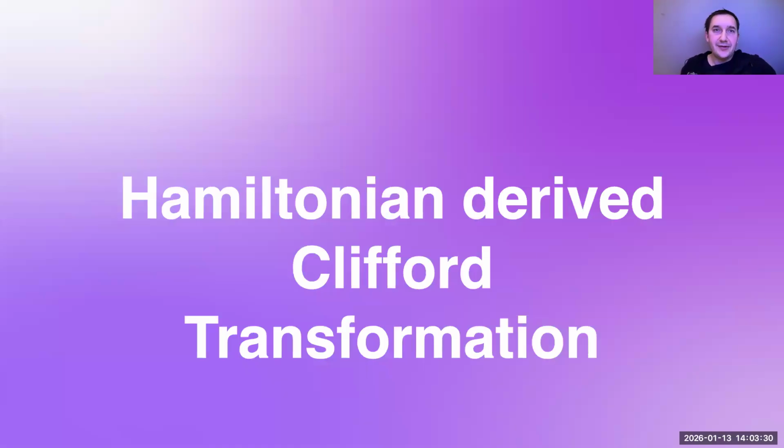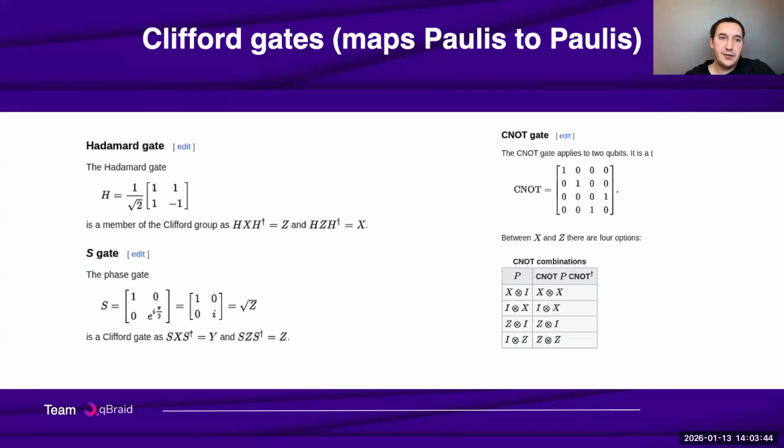So the last research topic I'm going to talk about before moving on to the qBraid platform itself, demonstration of that, is this Hamiltonian derived Clifford transformation. So Clifford gates, which I alluded to earlier, are any circuit that can be decomposed into only these three operations: the Hadamard, the S gate, and the CNOT gate.